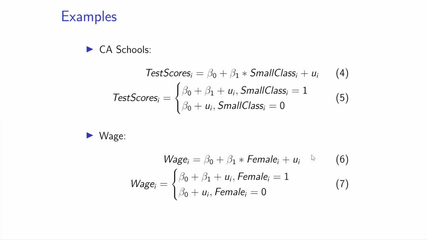For the California schools example, if the small class dummy is true, then the test score is given by beta naught plus beta 1 plus u. If the small class dummy is not true, then the test score is simply beta naught plus u. And in the wage example, similarly, if the female dummy is true, that means the wage can be estimated using beta naught plus beta 1 plus u. And if the female dummy is not true, that means if it's a male worker, then the wage is given by beta naught plus u.